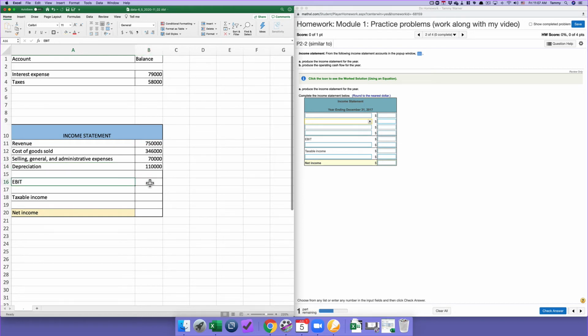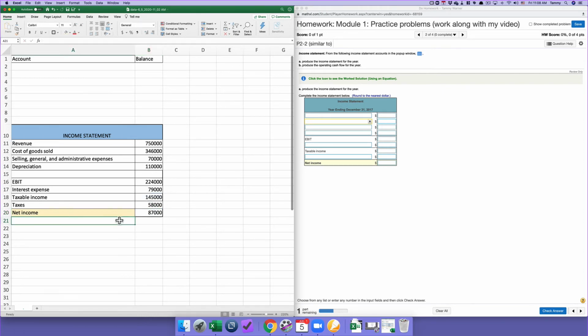And then our earnings before interest and taxes is going to be revenue minus all of these guys. And then the next line is going to be interest expense. So that means that our taxable income is going to be our EBIT minus the interest. And then our next thing is going to be taxes. And that means that our net income is going to be 145 minus 58.